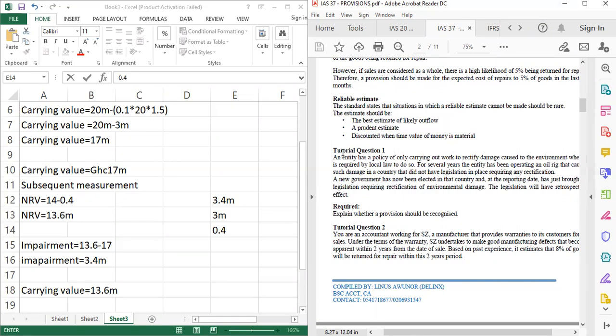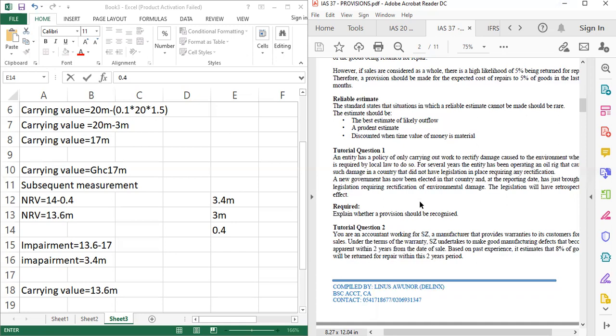Don't say that the company should make provision. You can say that there is no present obligation and the amount cannot be measured reliably. So therefore, they should not make any provision. All the 3 criteria must be met. All the 3 criteria must be met. But the major one is the obligation.